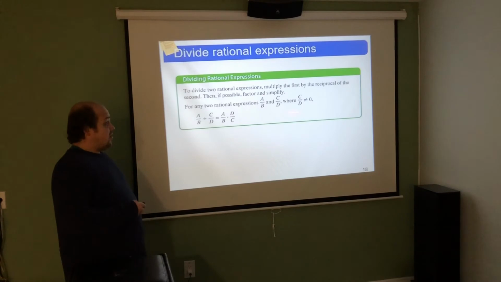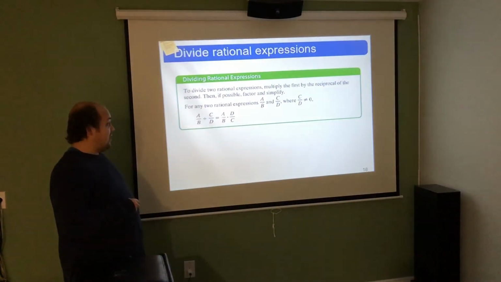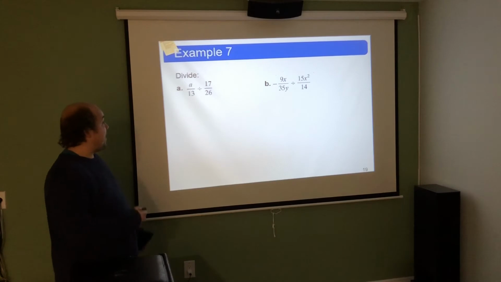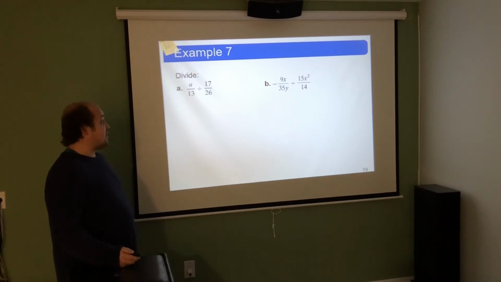In the end, as long as I know d doesn't equal 0, a over b divided by c over d just becomes a over b times the reciprocal d over c. So if I had to divide a over 13 divided by 17 over 26, I'd really multiply by 26 over 17. If I had to divide negative 9x over 35y by 15x squared over 14, I'd really multiply by 14 over 15x squared.